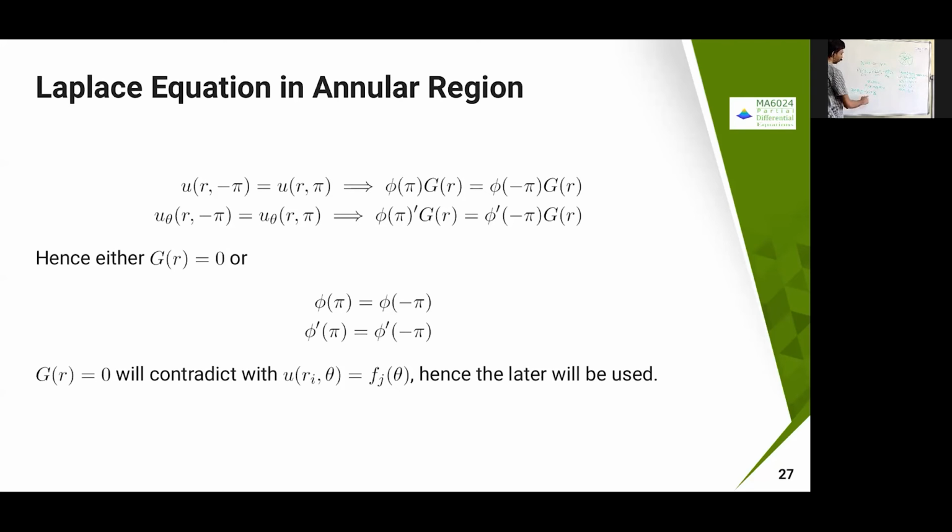I can cancel these two terms, and then I can get that Φ of −π equals Φ of π. Same logic can apply for the u theta of r comma −π. So in that case, if g of r is 0, then you can claim that. Otherwise, you can claim the other one.